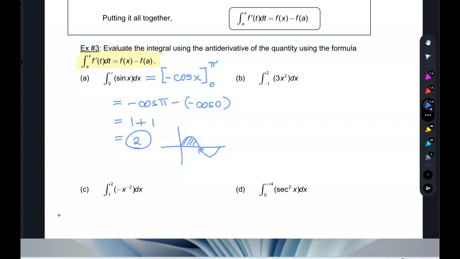We didn't have a way to find this without calculus because it's not a regular shape. It's not a semicircle. So we used integrals to find that exact area. That is pretty cool.